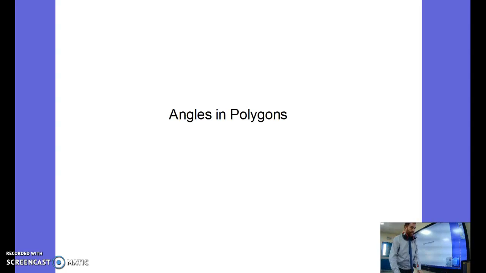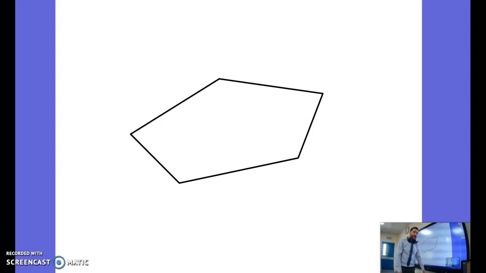Hello maths fans. Today we're going to look at angles in polygons. And what are polygons? Polygons are any shapes with straight sides. Poly means many, gons is about the straight sides. So any shape with straight lines is a polygon. Now, with polygons, we can do all sorts of things to work out some of the angles.